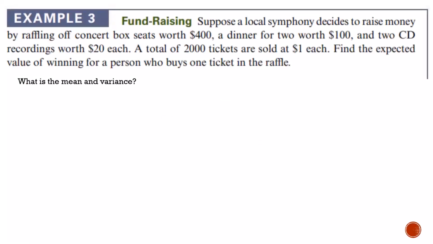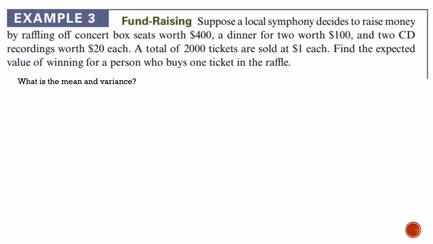Okay, so let's suppose there's a fundraiser for the local symphony. The symphony is raffling off a couple of different things. The concert box seats, to watch the symphony. These are nice seats. They cost $400. They're also raffling off a dinner, which is worth $100.